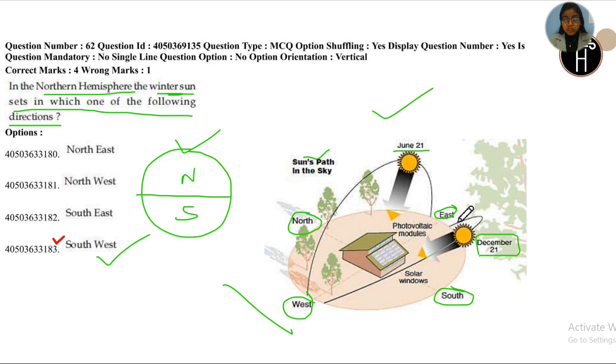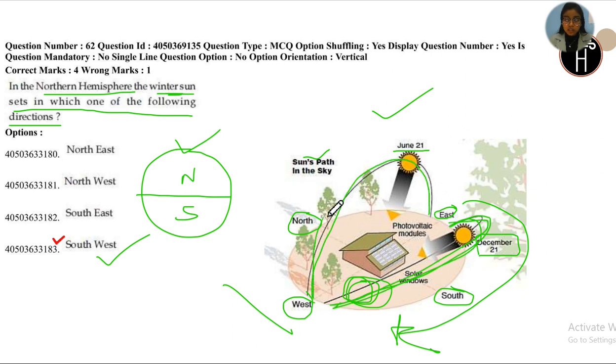So see the movement of the sun, obviously it is from east to west, and it is setting in your southwest direction. But when we talk about the summer season, it's proper west, but when we talk about the winter season, it is your southwest due to this inclination of the earth. So the right answer is southwest.